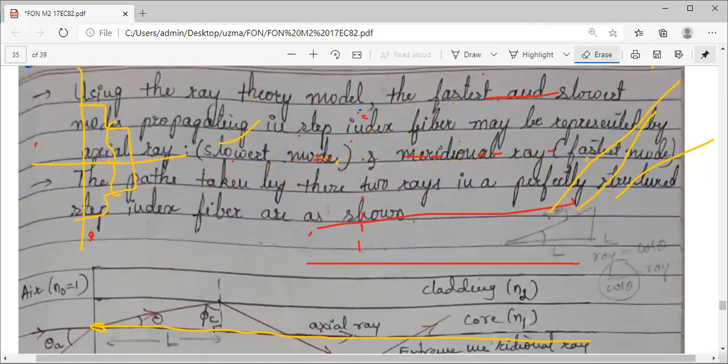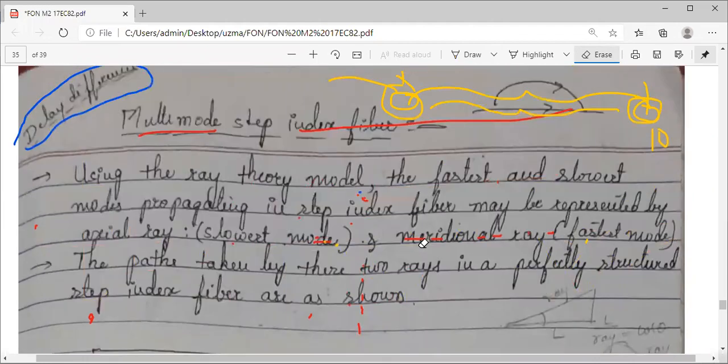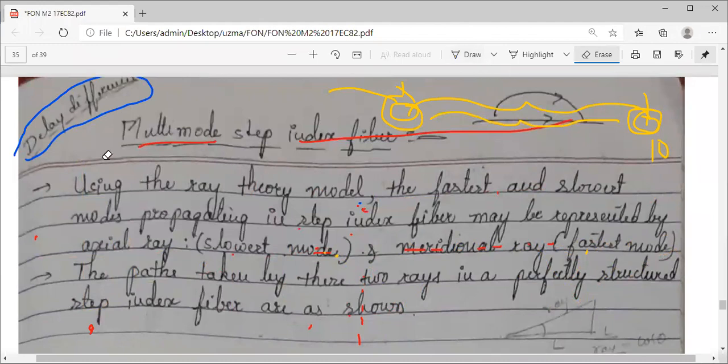I have written, in order to analyze multi-mode step index fiber, in order to calculate the amount of dispersion and pulse broadening, I have to consider delay differences. So what are these delay differences? Out of all the rays going through the multi-mode fiber, how much time the slowest mode is taking and how much time the fastest mode is taking to reach the destination. If you take the difference between those two times, you will get the delay difference. How much time it will take, how much delay is happening.